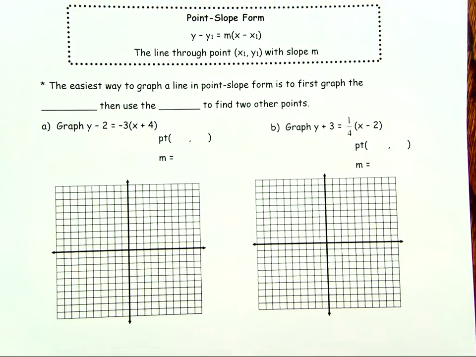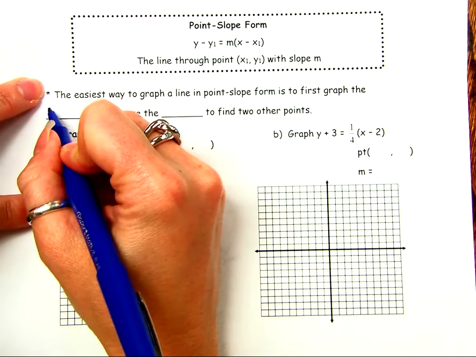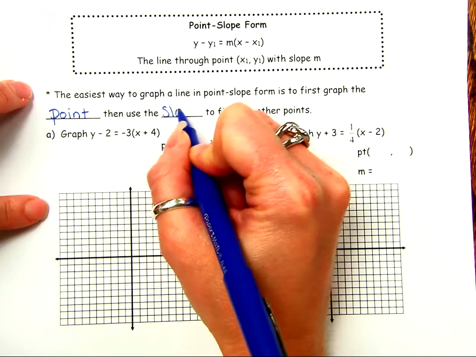Lastly, we're going to take a look at equations that are written in point-slope form. And when my equation is written in point-slope form, the easiest way to graph is to first graph the point and then use my slope.